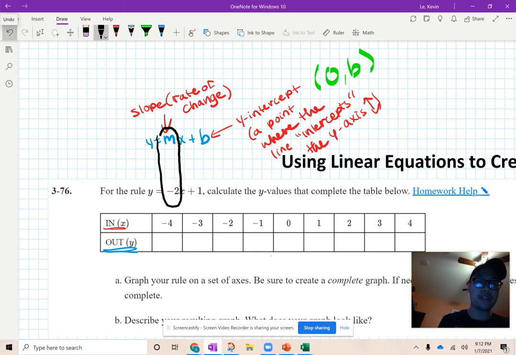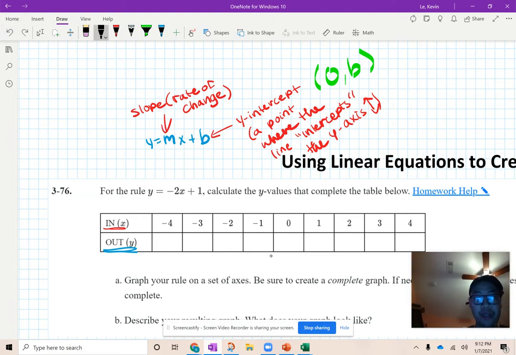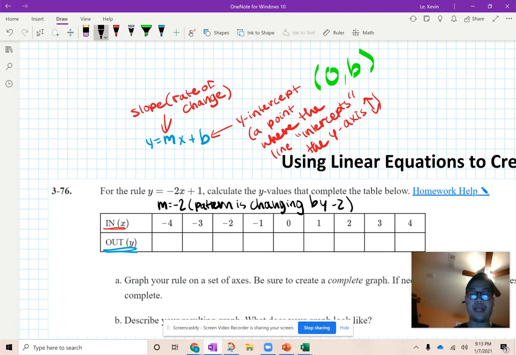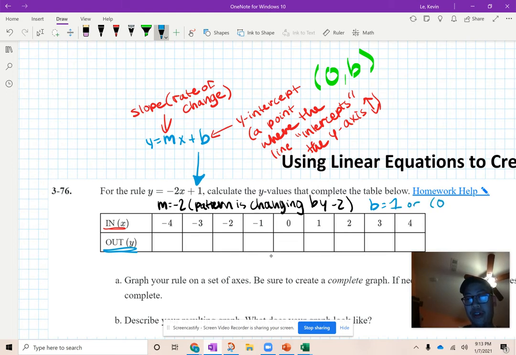That means what is my slope in this problem? My slope is m equals negative 2. That means the pattern is changing by negative 2. The pattern is changing by negative 2. All right, and then let me do another one. Let's do b then. B is just a single number, no x next to it. B is plus 1. So that means b is equal to 1, or on my graph, it's 0, comma 1.